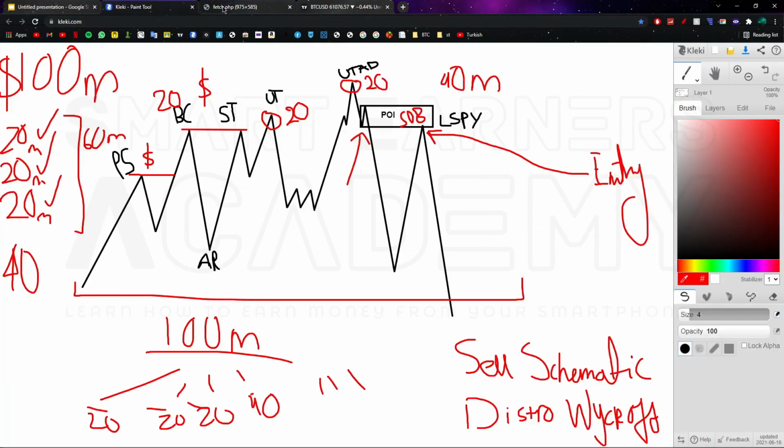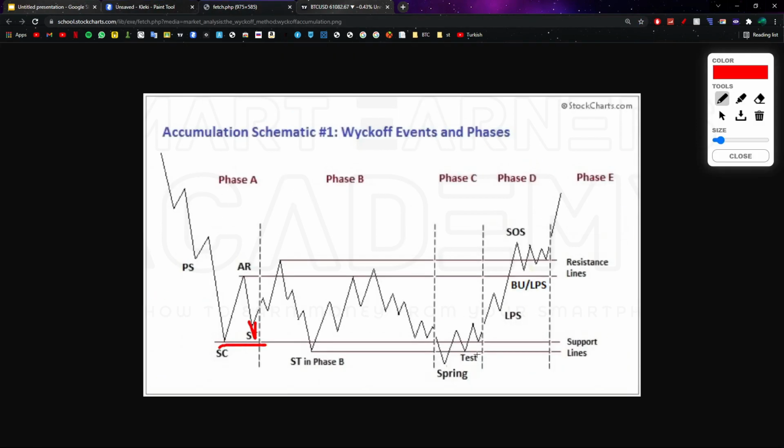It could be equivalent to our UT, right? And then we don't always see a test. We can see a test. However, again, we have our last point of support or last point of supply, whatever you want to call it. And that is where we will enter from, right? Usually from a POI. So let's just say we'll enter from a small buy order block, right? And there you go. That's all there is to Wyckoff accumulation and distribution.